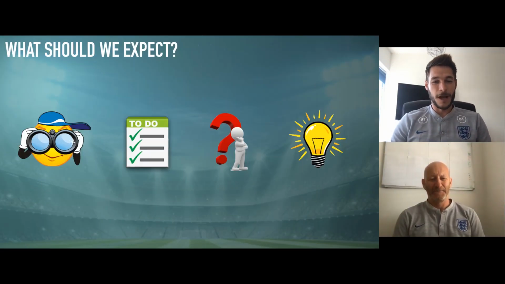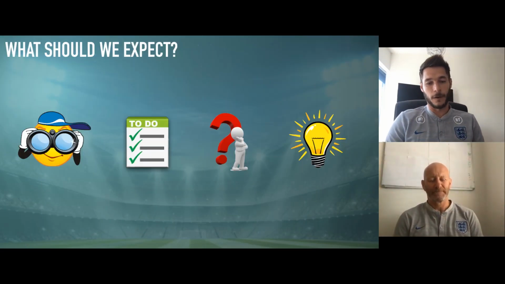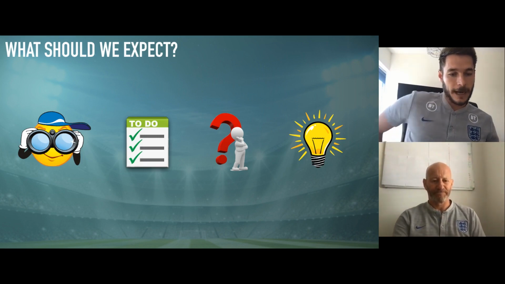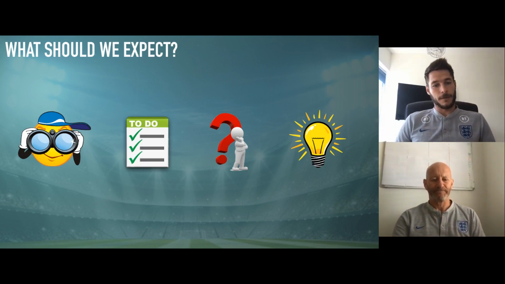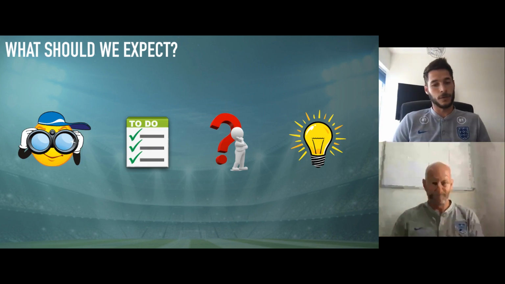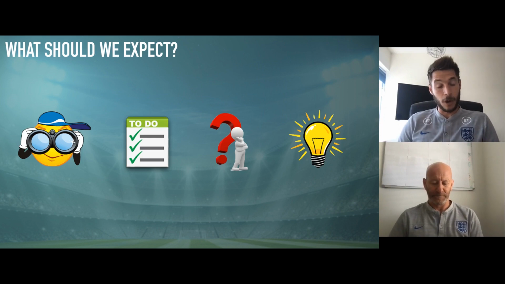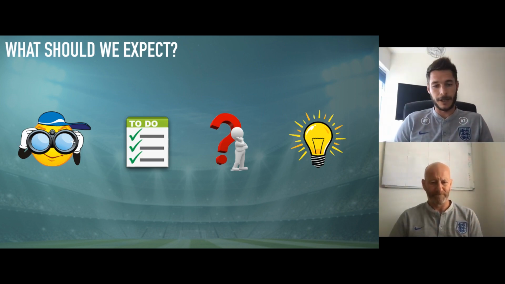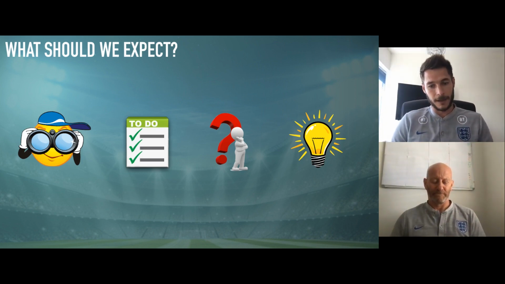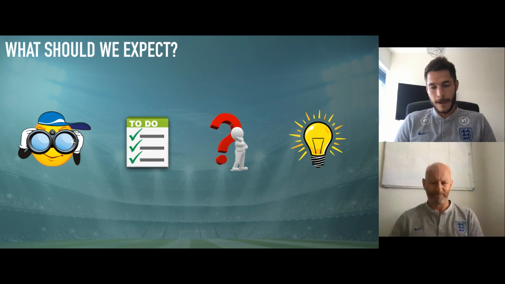So what would we expect from today's webinar? I've done this in an emoji style to get us flowing. The emoji with the binoculars: we're going to have a little deep dive focus into a bit of the England DNA from a goalkeeping perspective, as in how we play out of possession. There's going to be a couple of to-do tasks, so make sure you're prepared to engage and get involved.